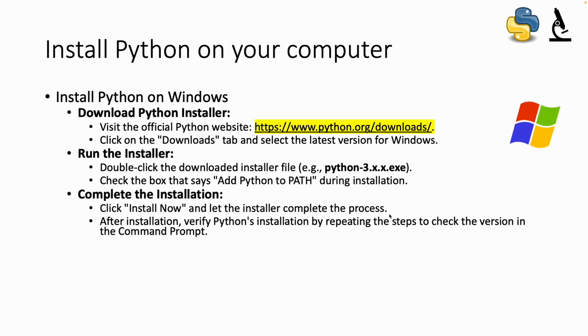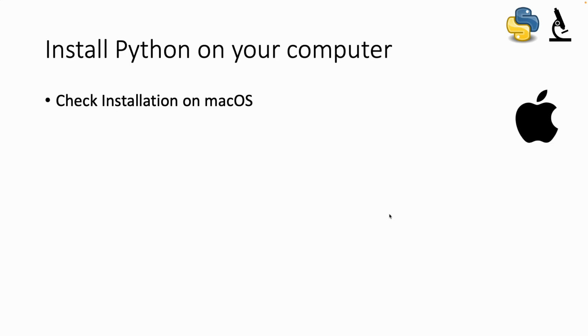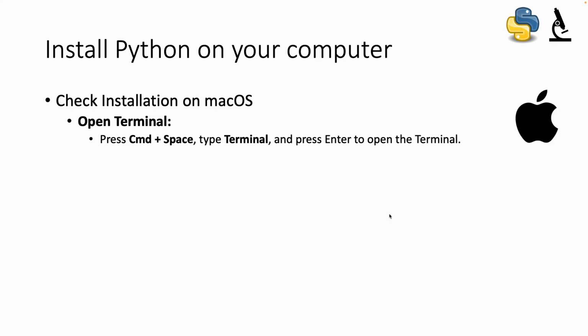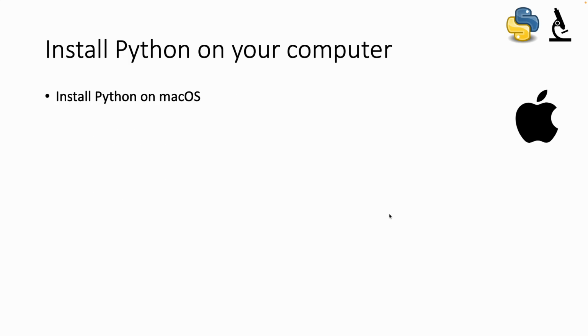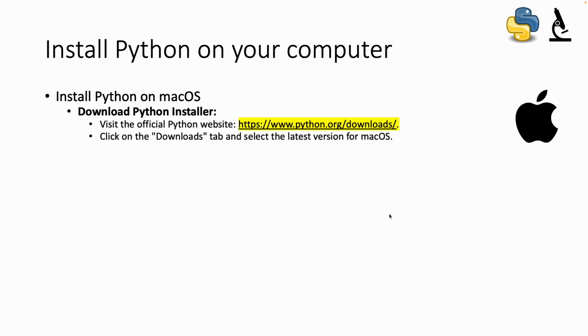If you're using a macOS computer, you can open the terminal by pressing Command and space, typing terminal and then pressing Enter. Here you check the Python version by typing python3 minus minus version and pressing Enter. Same, if Python is installed, it will display the number. If not, it will show an error. The installation steps are then similar.